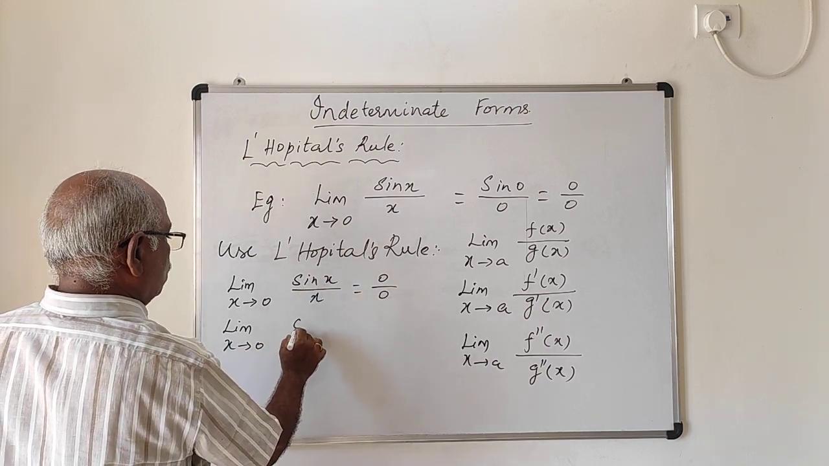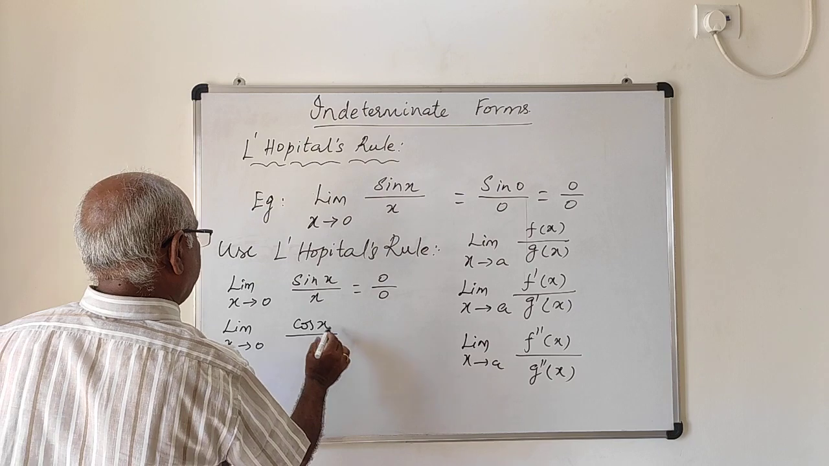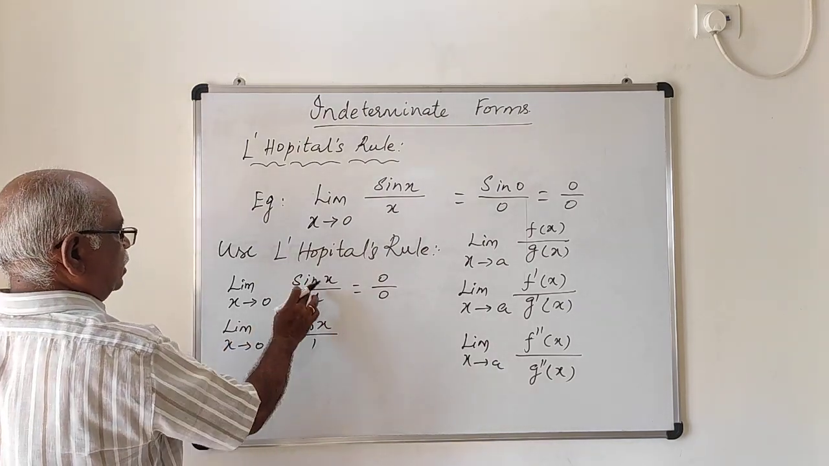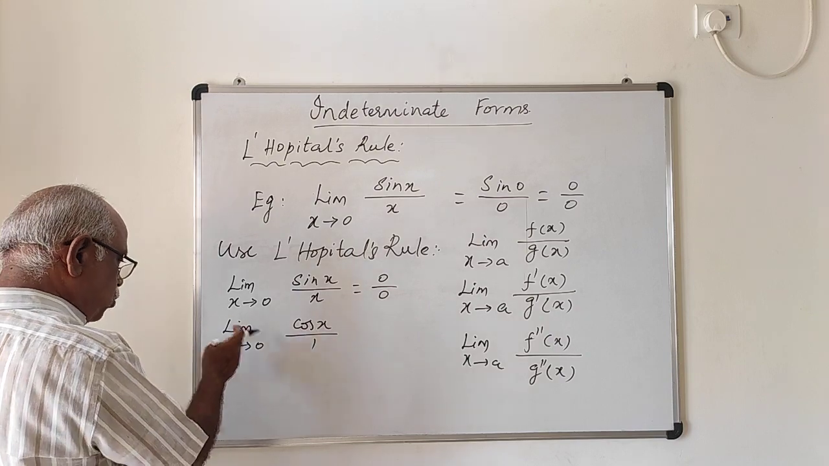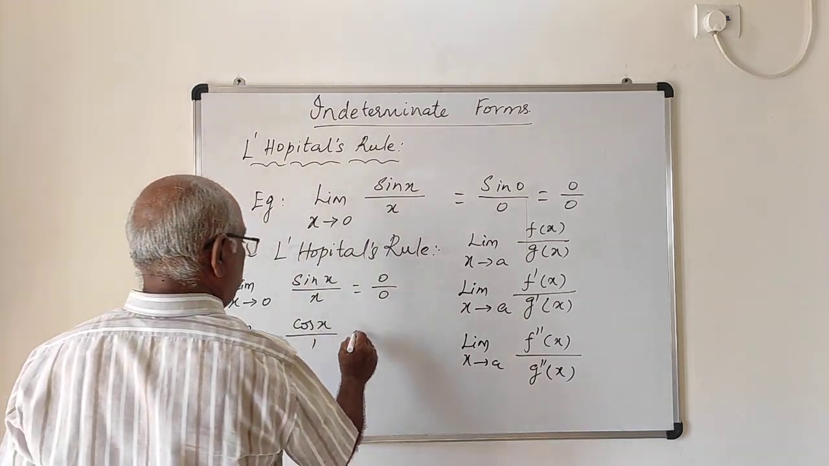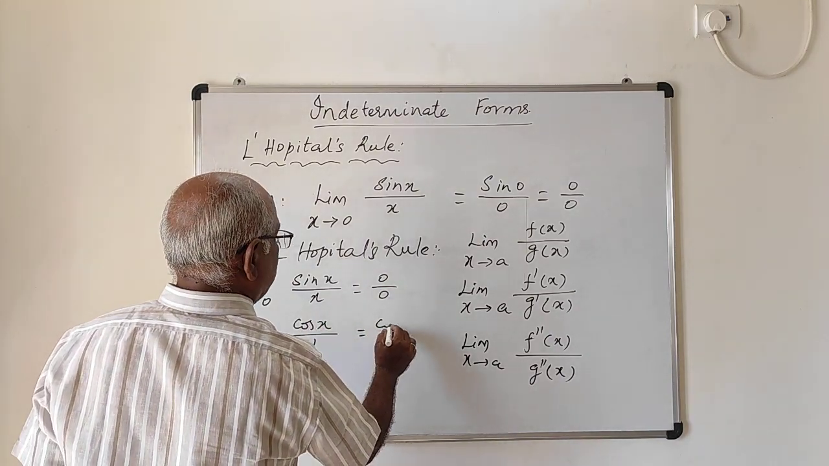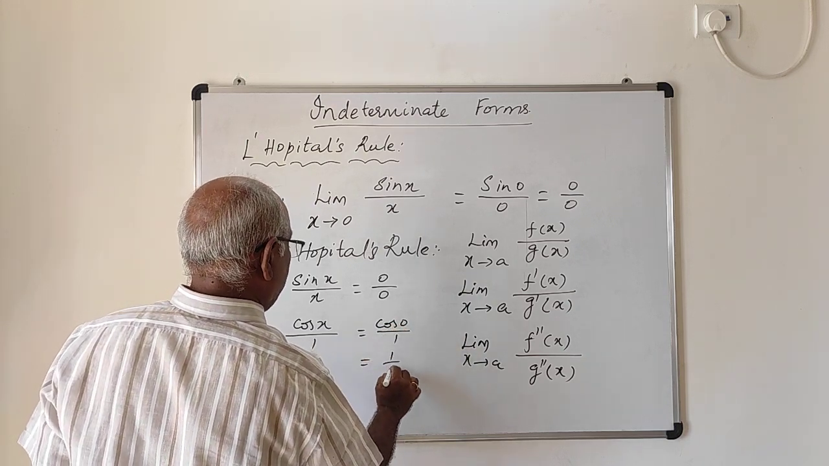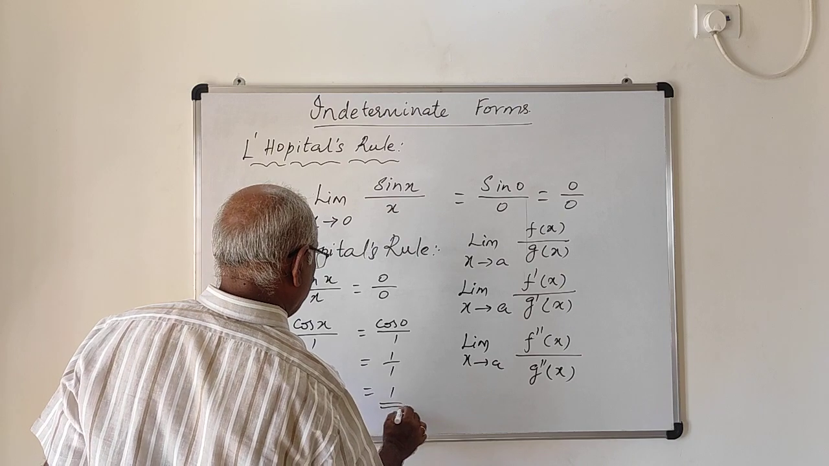Derivative of sin x is cos x. Derivative of x is 1. Differentiation of x is 1, differentiation of sin x is cos x. Now you apply the limit x tends to 0. You will get cos 0 by 1. Cos 0 is 1, so 1 by 1. So your answer is 1.